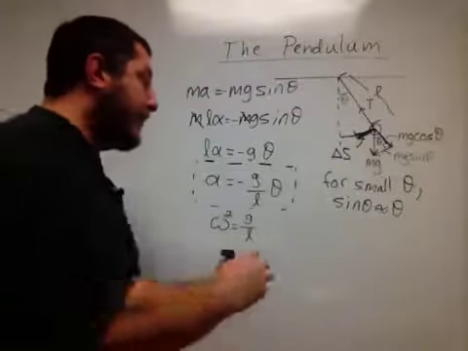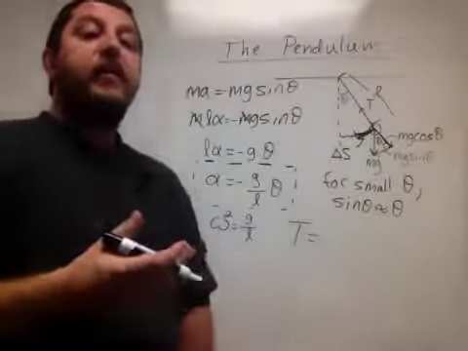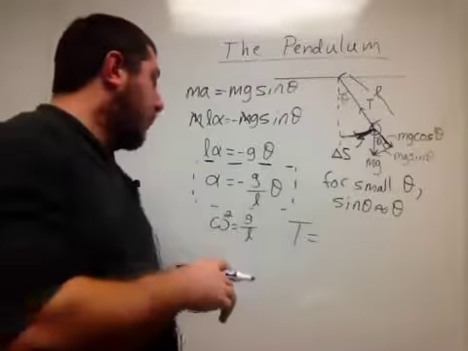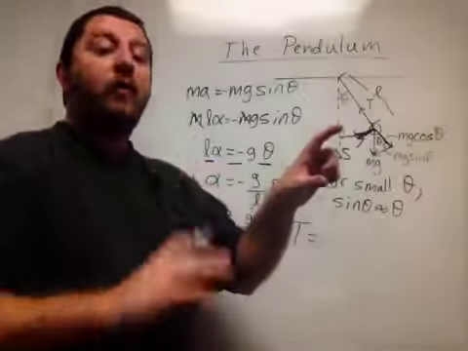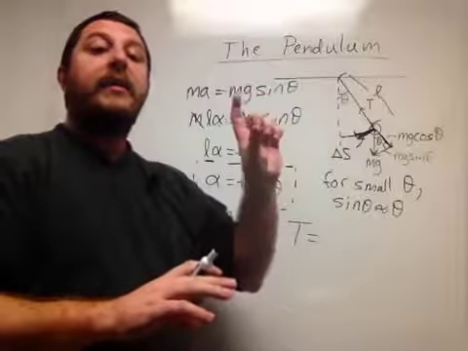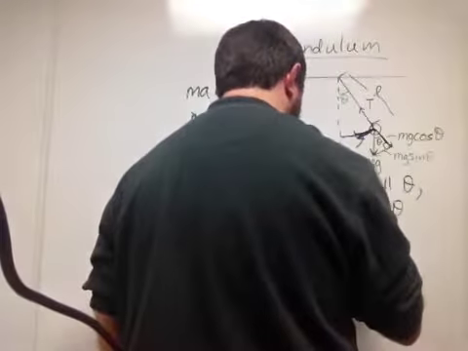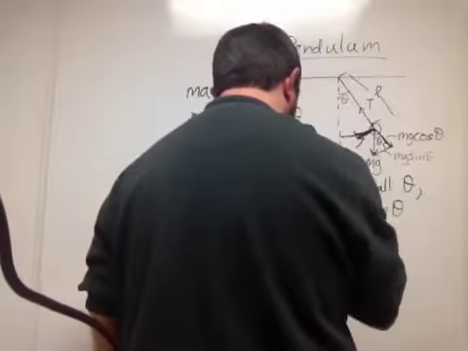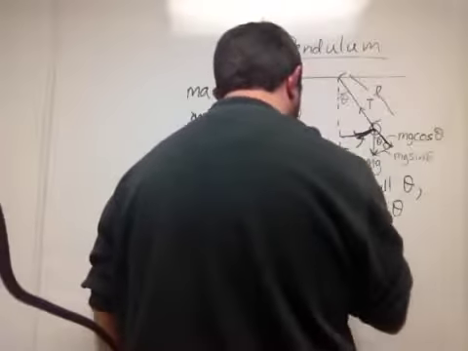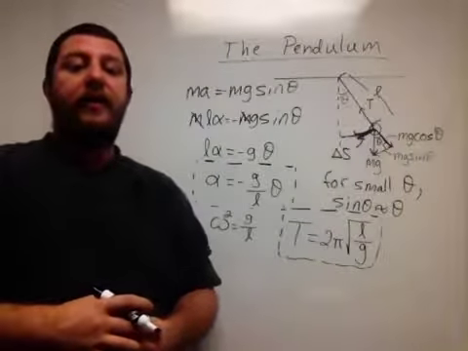And that means that the period of the pendulum, if you recall, the period is equal to 2 pi over omega. And so omega equals the square root of g over L. So 2 pi over the square root of g over L is 2 pi times the square root of L over g. So that is one way that you can derive the period of a simple pendulum.